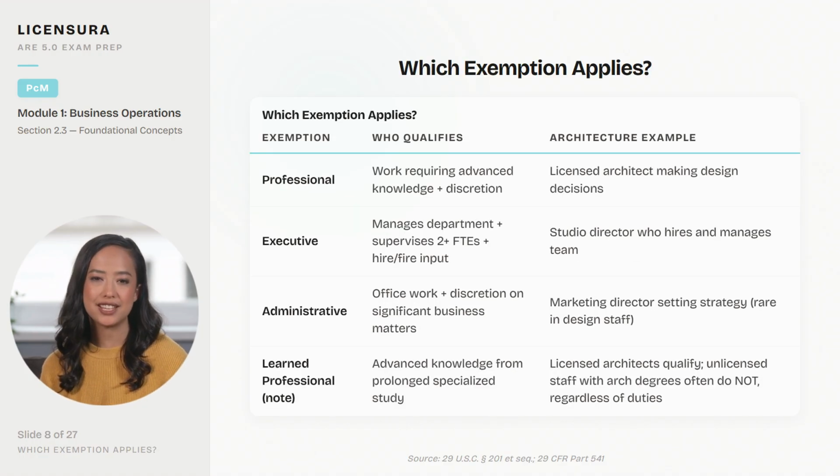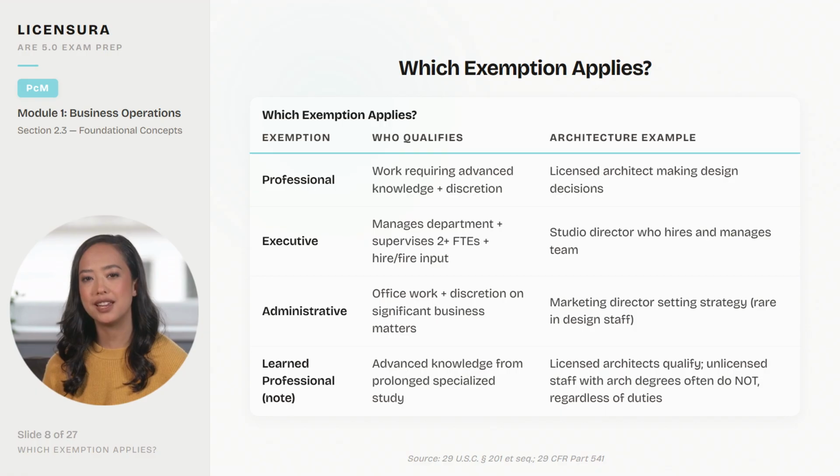There are three main exemption categories that matter for architecture firms. The professional exemption covers work requiring advanced knowledge and genuine discretion. Think a licensed architect making real design decisions. The executive exemption covers people who manage a department, supervise 2 or more full-time employees, and have actual input on hiring and firing decisions, like a studio director. And the administrative exemption covers office work involving discretion on significant business matters, maybe a marketing director setting firm strategy. But this one rarely applies to anyone doing design work.